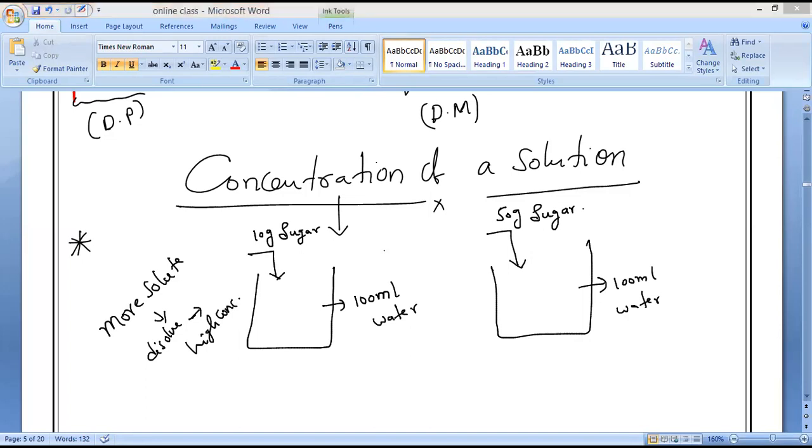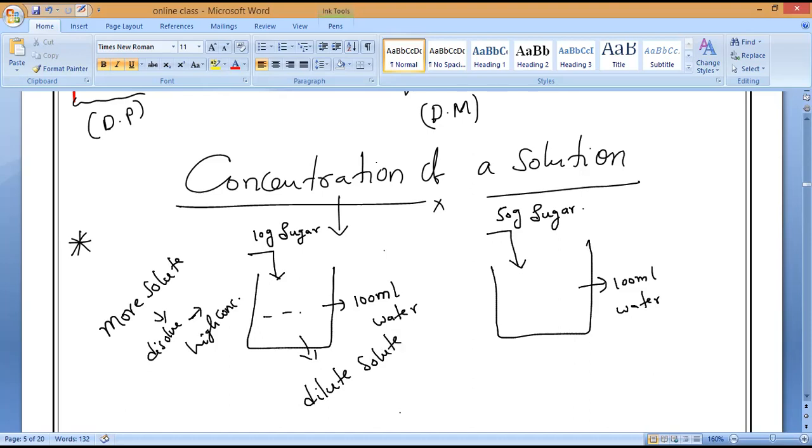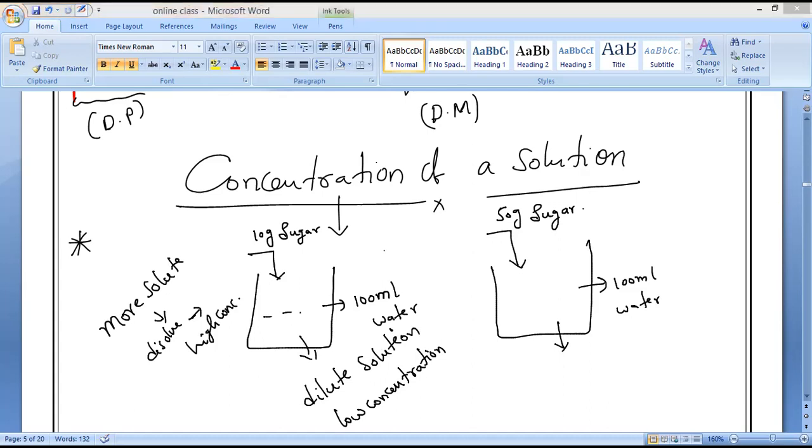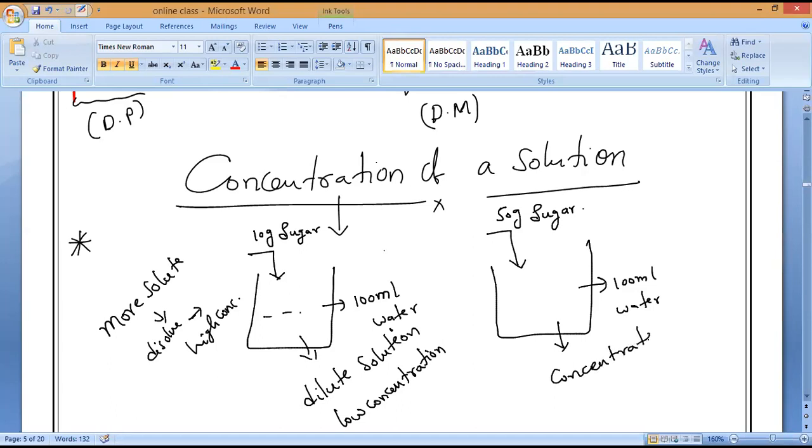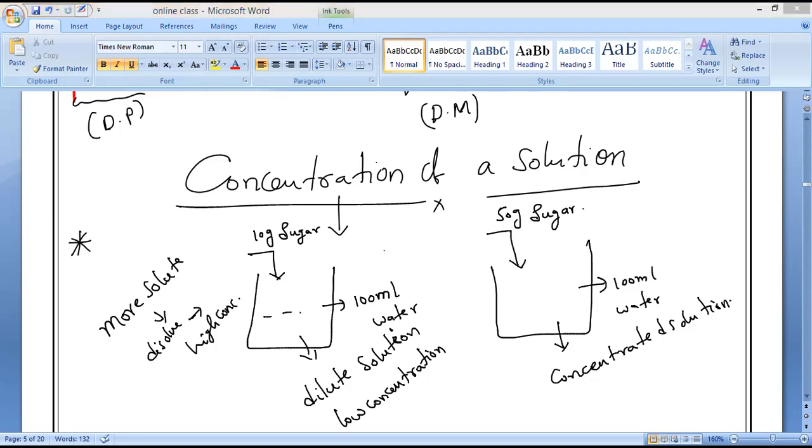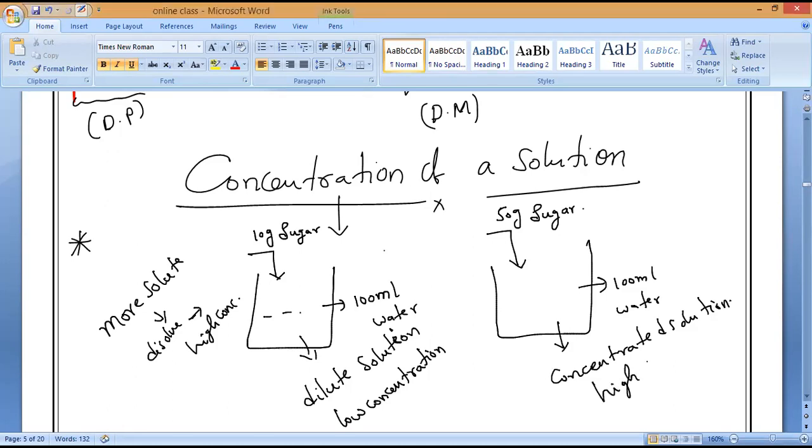If we take a dilute solution of sugar, Mitakshri's one, is it low concentration or high concentration? I can say it is a dilute solution of sugar. So dilute solution means low concentration. Okay. Now Harini's one, I can say it is a concentrated solution. This is the dilute solution and that is called the concentrated solution. Concentrated means high concentration or low concentration? High concentration. Okay. Concentrated solution means high concentration.